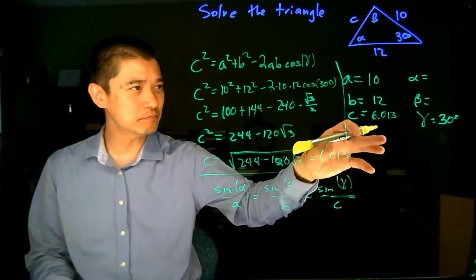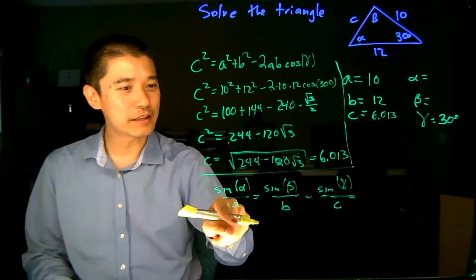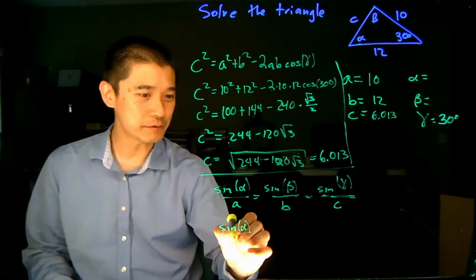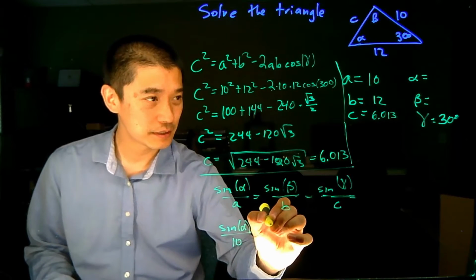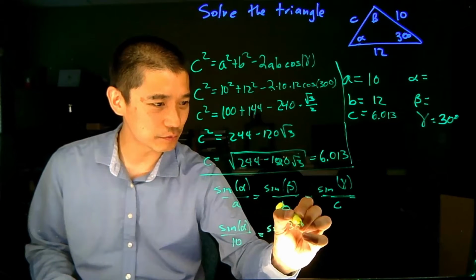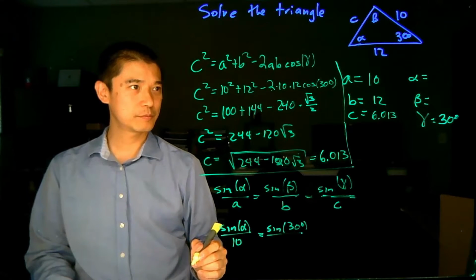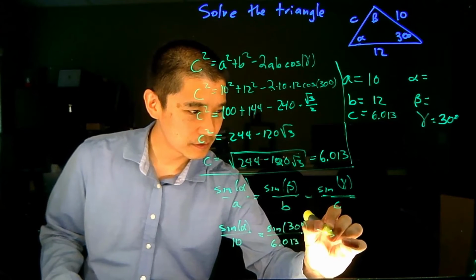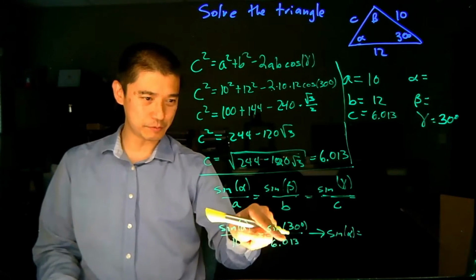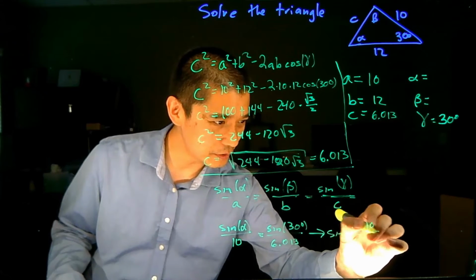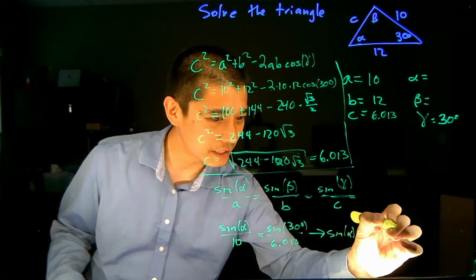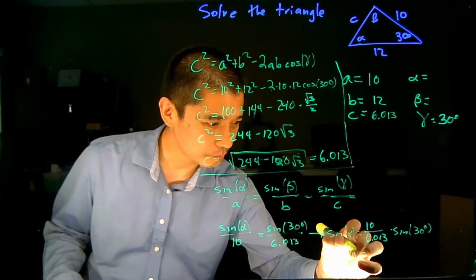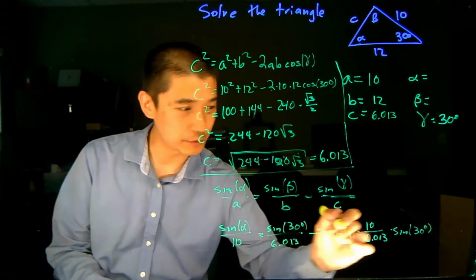We have our A and our B, we have our C, but we don't have alpha and beta. So I'm going to pick the alpha value here, and let's work on that one. So sine of alpha over a, which is 10, is equal to sine of gamma, which is 30 degrees, over c, which is 6.013. Sine of alpha is going to be equal to, well, we do the calculation, 10 over 6.013 times sine of 30 degrees.